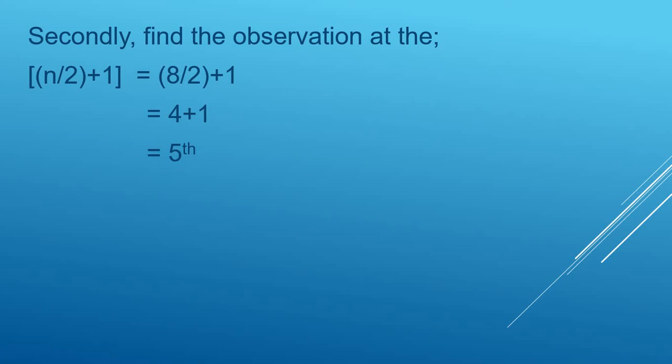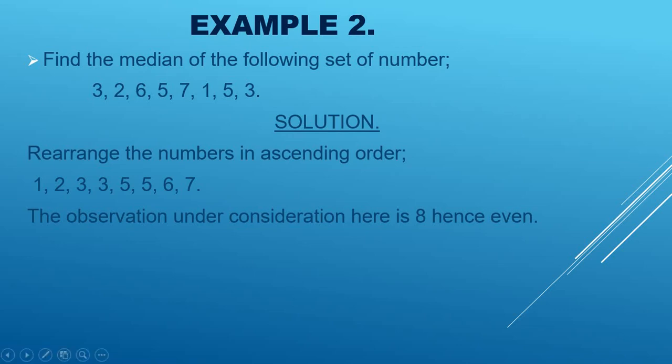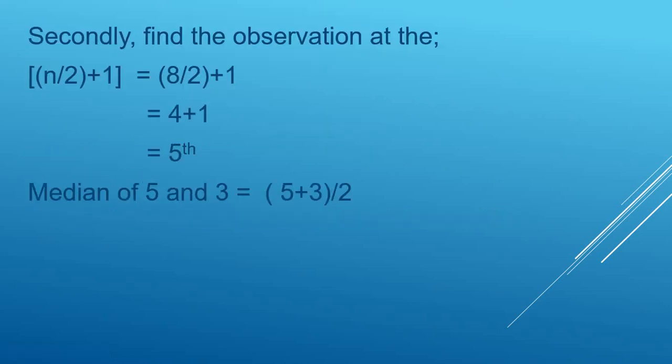So let's go back and look at the numbers that are at the 4th and 5th position of the set of numbers that we have rearranged. So the numbers we have rearranged are these. We count to the number at the 4th and 5th position, since that is what we have calculated. So we count 1, 2, 3, 4, and 5. So the 4th and 5th numbers, we'll use them and calculate the mean of them, and that will represent our median.